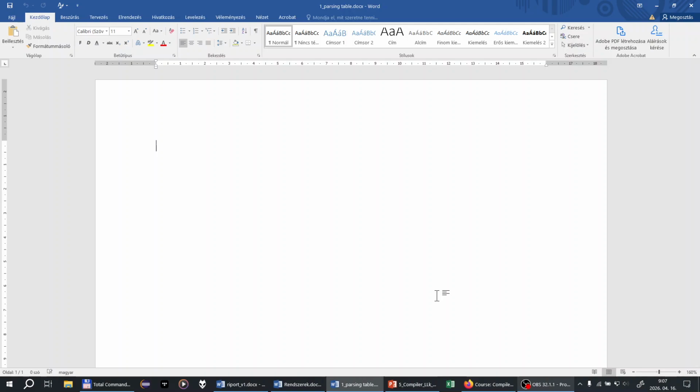Okay, so today I'm going to go through the first part of the second report, with an example, step by step. Our aim is to have a compiler which can compute the values of arithmetic expressions, including variables, and assign values to variables.